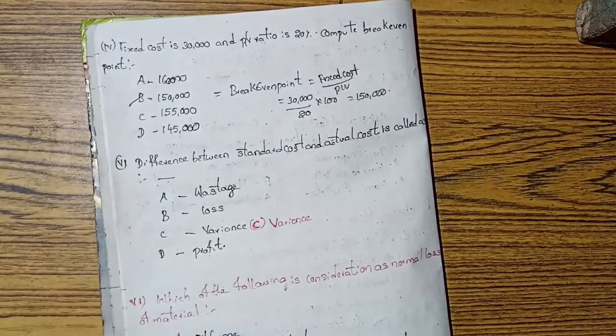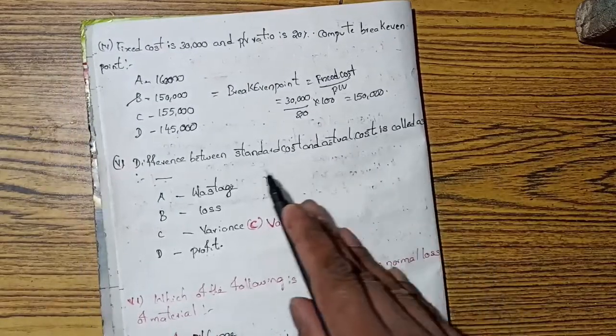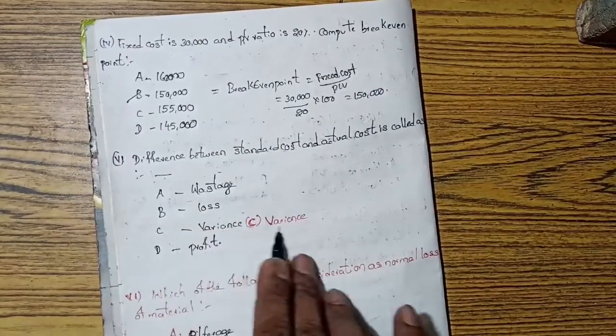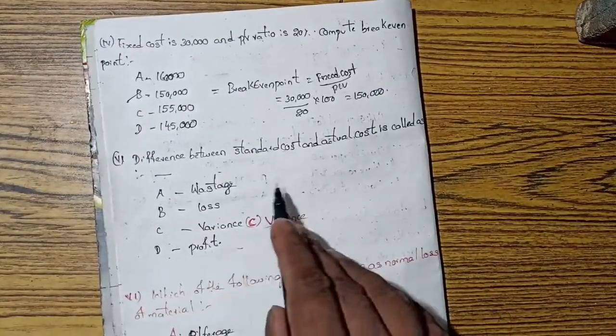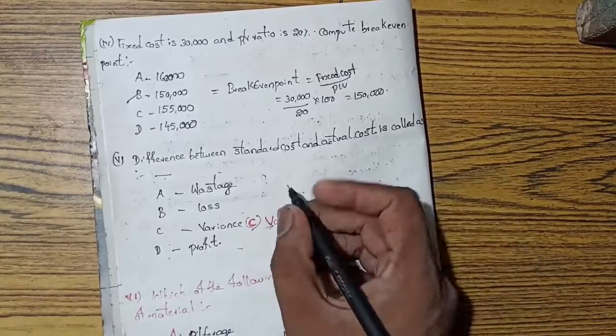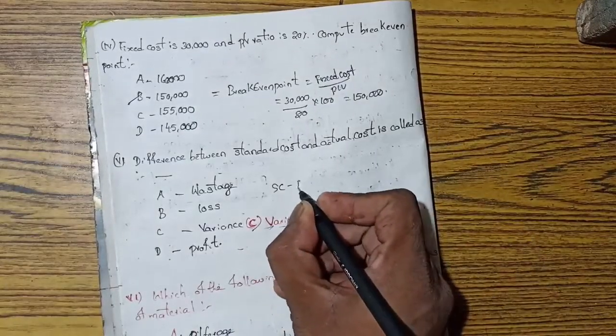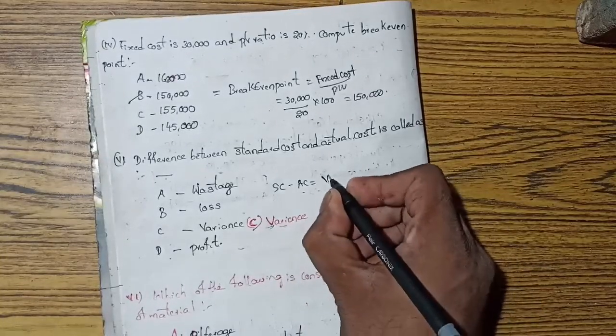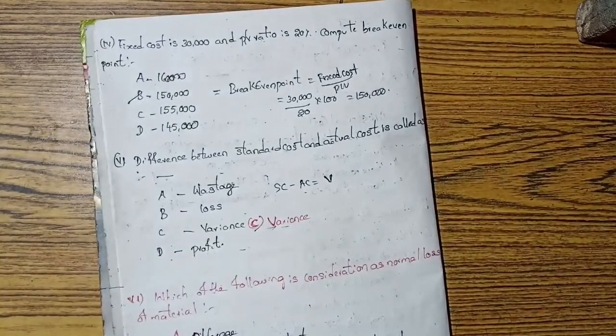The difference between standard cost and actual cost is: A, wastage, B, loss, C, variance, D, a process. Option C. The difference between standard cost and actual cost is variance. So SC minus AC equals V.